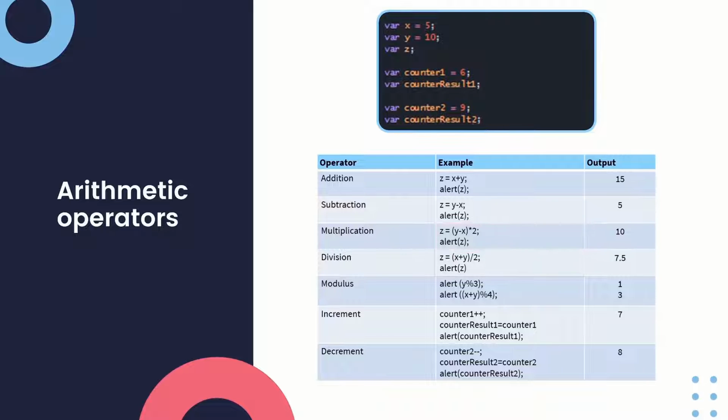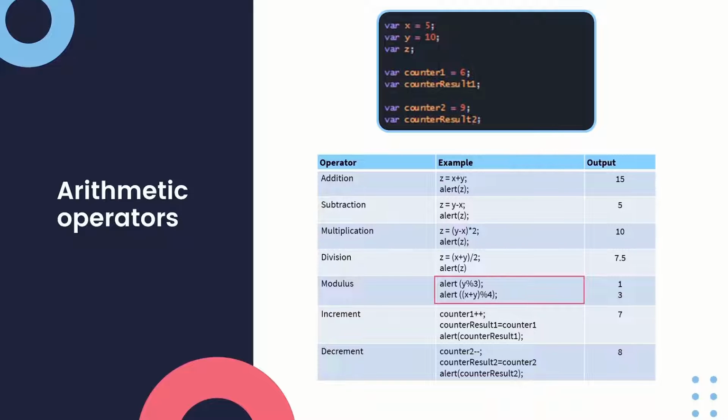Wonderful. Now, if we move along to division, it's pretty much the same thing again, where we are saying x plus y divided by 2, which is 5 plus 10 divided by 2. We alert the result which has been assigned to z, and that gives us 7.5, a float. And then modulus works slightly differently.